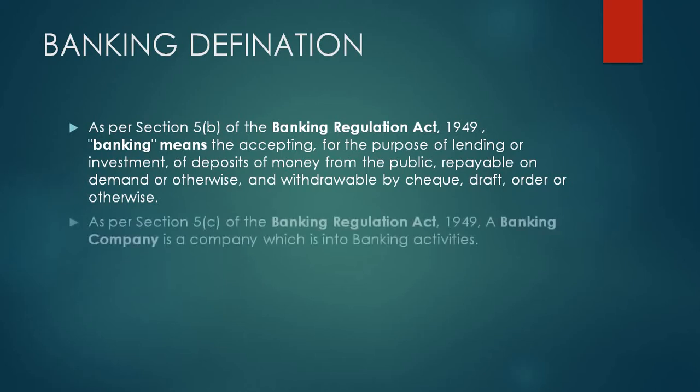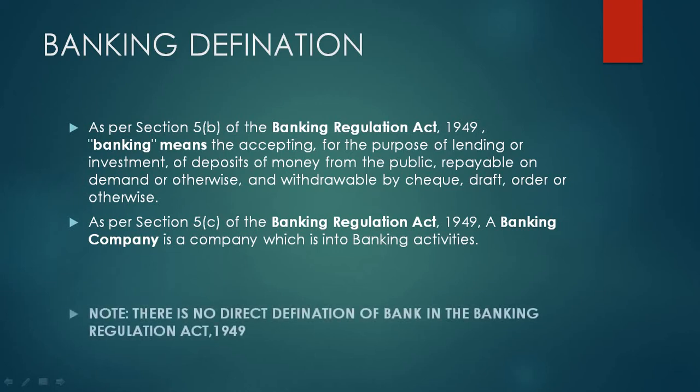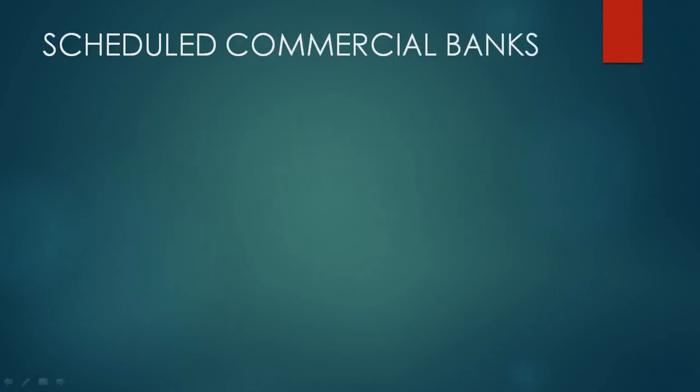As per Section 5C of the Banking Regulation Act 1949, a banking company is a company which is into banking activities. So what we call a bank is actually a banking company. As I've said earlier, there is no direct definition of bank in the Banking Regulation Act 1949. All the banks which are listed in the second schedule of the RBI Act 1934 are called the scheduled bank.